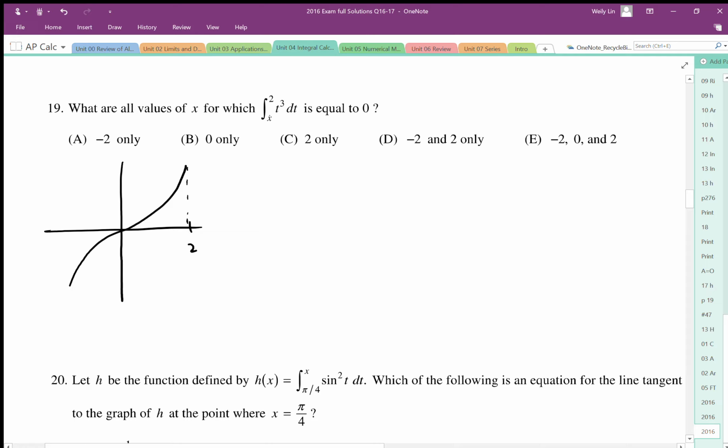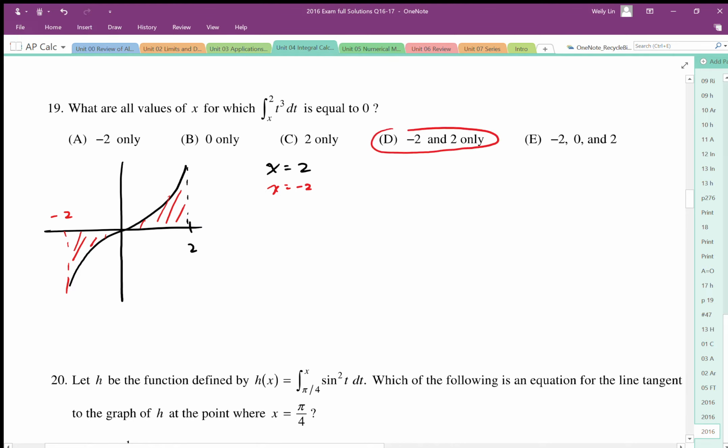Now, if we start at 2 and end at 2, the area is going to be 0. So x equals 2 must be a solution to this. Okay, so potentially C is an answer. However, because of the symmetry of this graph, we know that this area here and this area here are equivalent, and so if we integrate from -2 to +2, we also get the solution. So x equals -2 will give me 0 area because these two areas cancel out. So the answer is D.